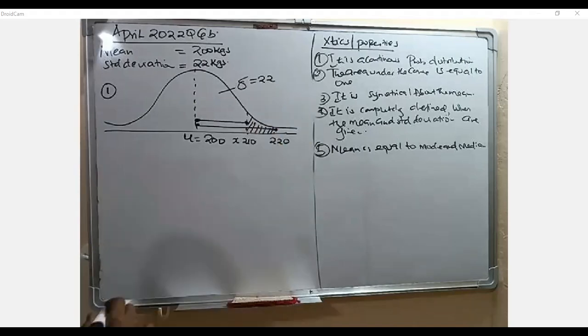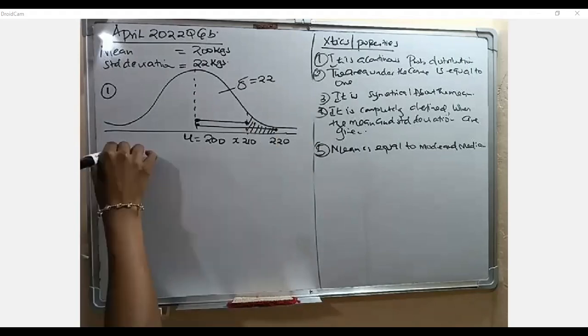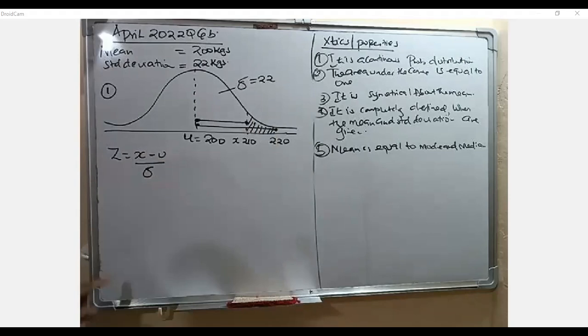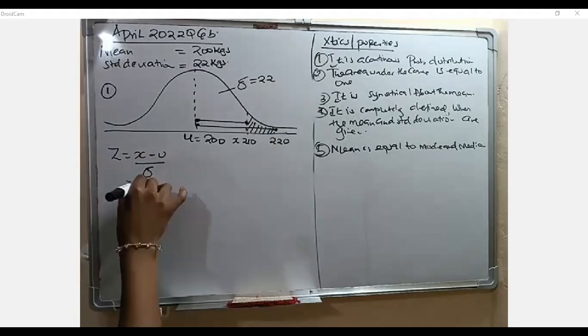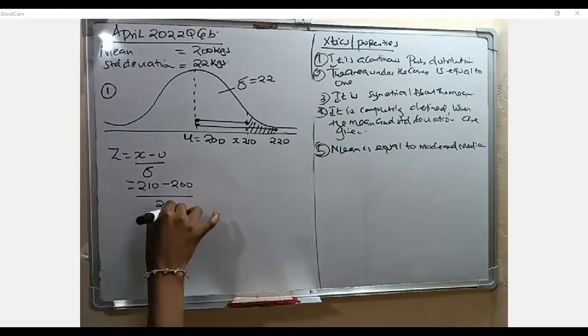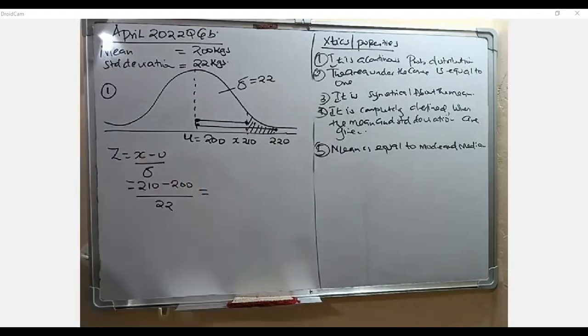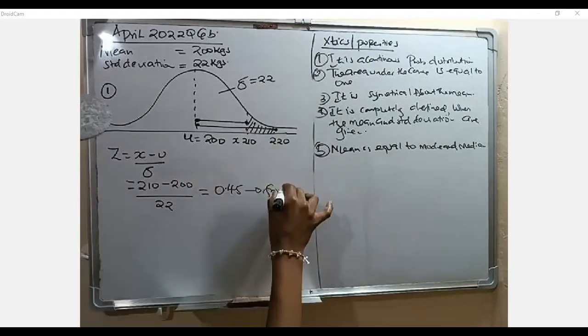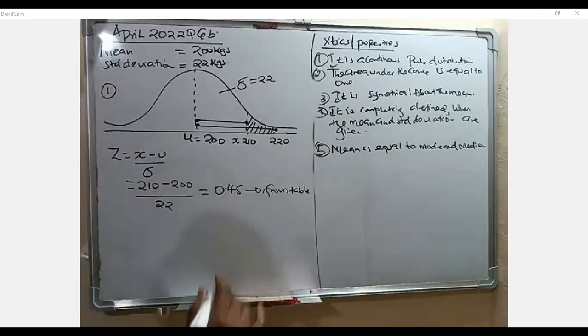Now, the first one, because we use our z-score, we take x minus mu, divide by the standard deviation. Our x is 210 minus 200, divided by the standard deviation of 22. How much is this? 10 divided by 22. I'm getting 0.45. Then we are going to be reading it from the table.